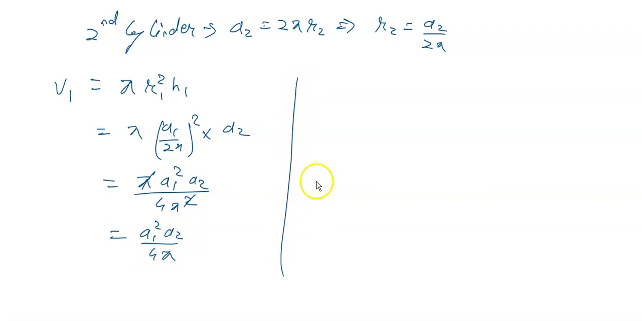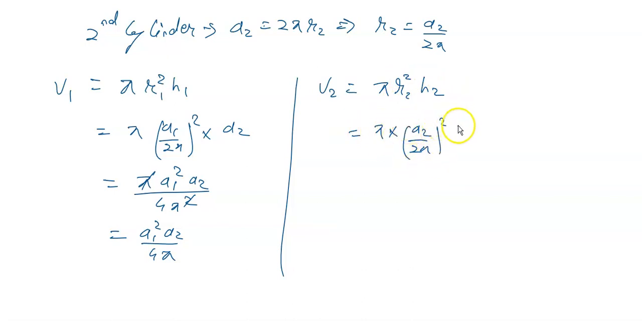Similarly, if I calculate V2, it will be equal to pi times R2 square into H2. So this is equal to pi into R2, which is A2 upon 2 pi whole square into A1. Height is A1. So this is A2 square into A1 upon 4 pi square, और यहाँ पे एक pi था. So pi से pi cancel, तो A2 square A1 upon 4 pi.